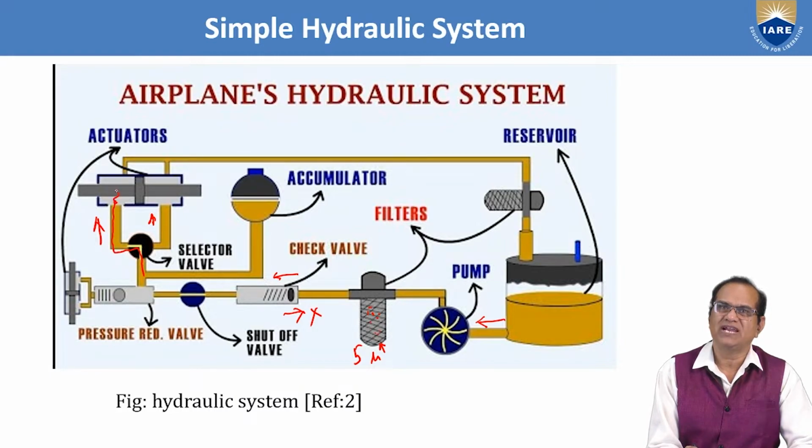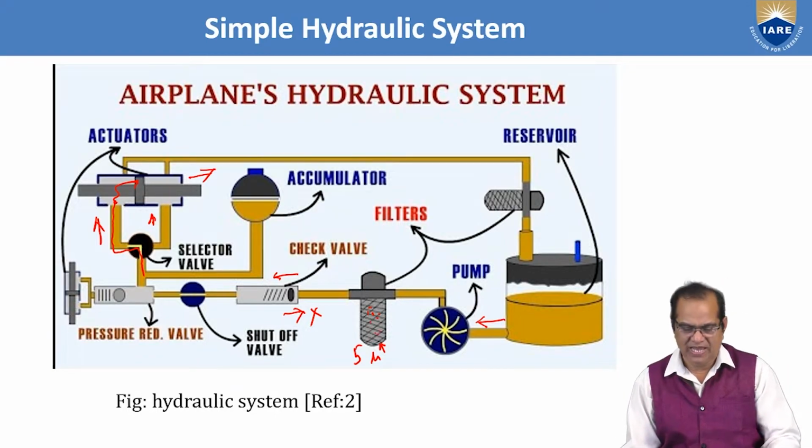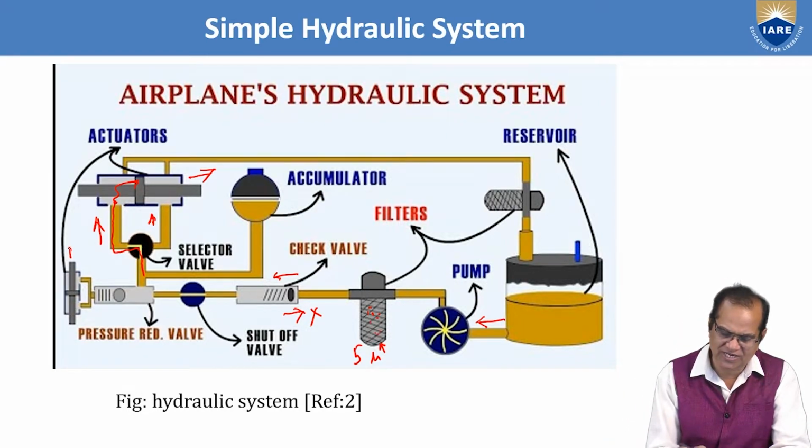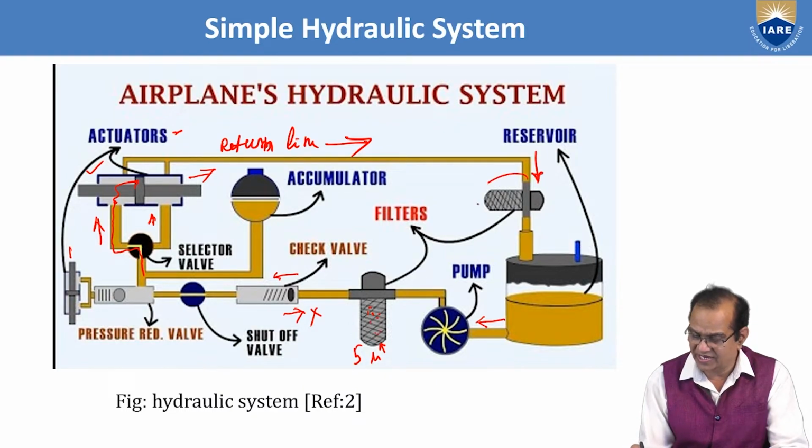It will go here. It will compress this thing. Your actuator will move in this direction. Here we have one actuator, and here also we have one actuator. So one is operated here, another is operated here. Then from here it goes to the return line. This is called the return line. From here it goes again to a filter.